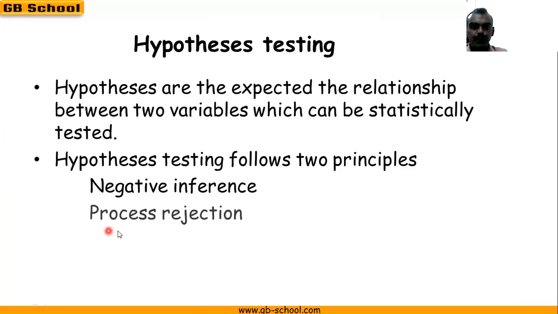Next principle is process of rejection. So we are going through the various steps in hypothesis testing. The whole process aims to reject the null hypothesis. So what we do by rejecting the null hypothesis, we'll accept the research hypothesis. Please remember, these are the two principles which govern the entire hypothesis testing process. One is negative inference, second is process of rejection.